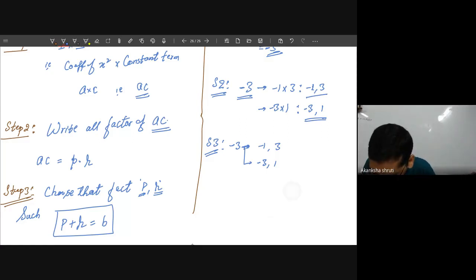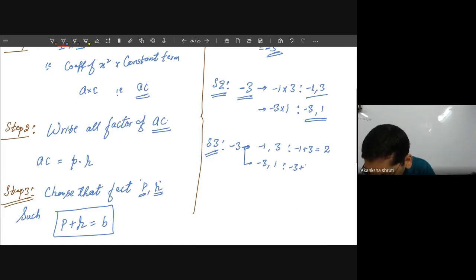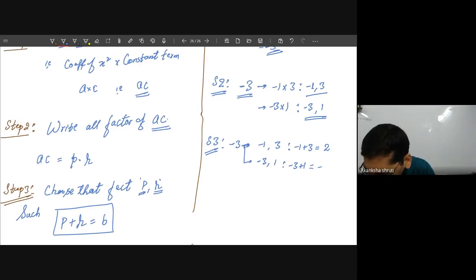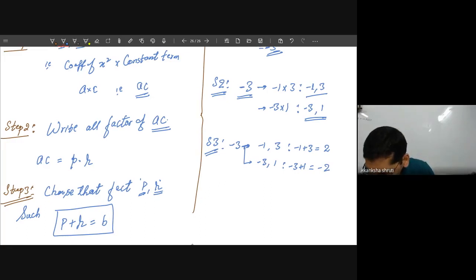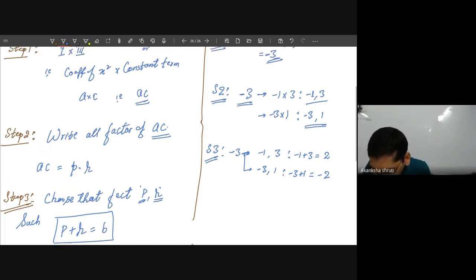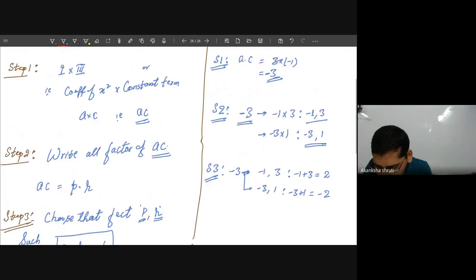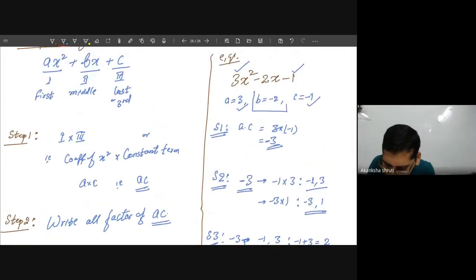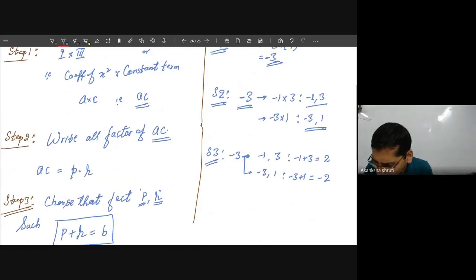So, which one shall I take? For that, what you have to do? You have to simply add these two. -1 plus 3. What is this value? It is 2. And if you are adding -3 plus 1, what are you getting? -2. Now, students, this is important here. While adding these two, you are getting two different numbers. But which one is preferable? That is decided by this B. Observe. The B given is -2. So this -2 means this factor is preferable for us.